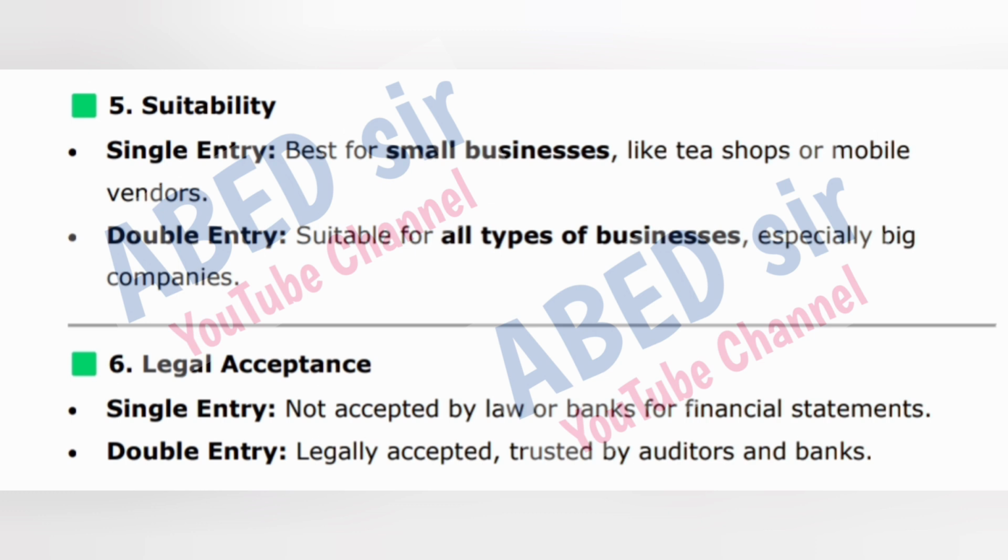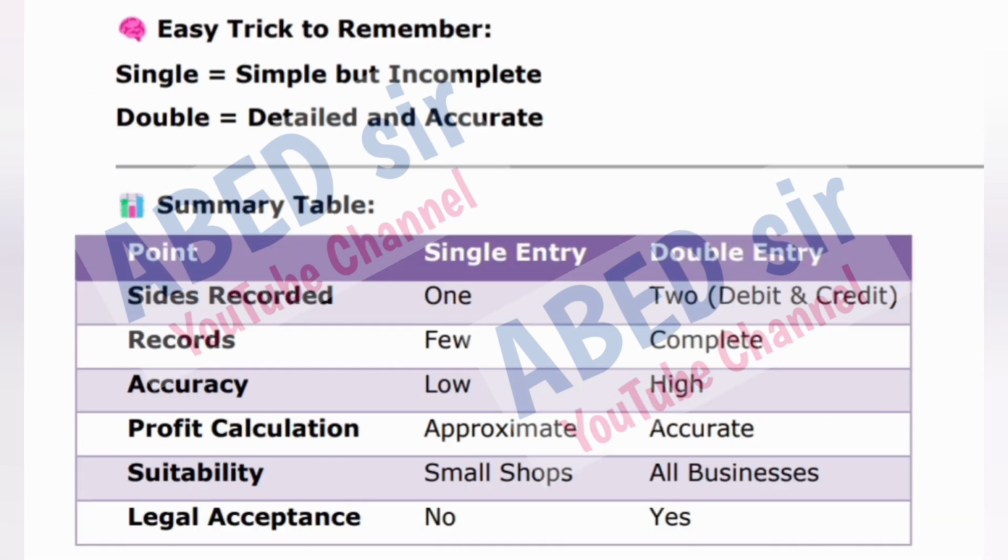Double entry, suitable for all types of businesses, especially big companies. 6. Legal acceptance. Single entry, not accepted by law or banks for financial statements. Double entry, legally accepted, trusted by auditors and banks. Easy trick to remember. Single is equal to simple but incomplete. Double is equal to detailed and accurate.